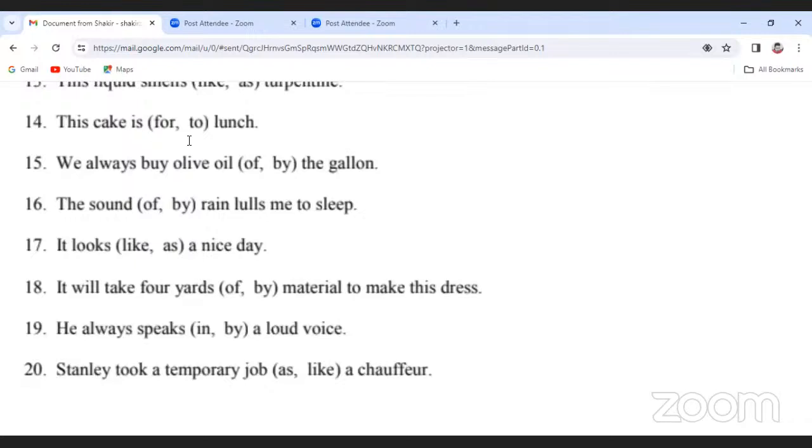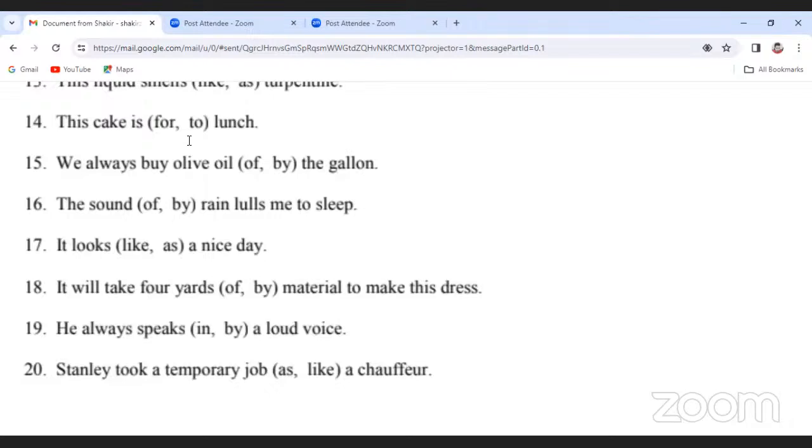Number 16. The sound dash rain lulls me to sleep. Of. The sound of rain lulls me to sleep. Of is the correct answer.